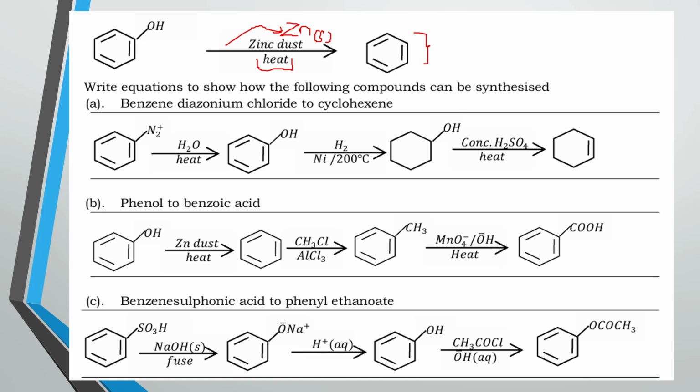to attain your benzene ring. Now here are the examples to apply what you have just revised about phenol. So first we are preparing a diazonium chloride. We are getting a diazonium chloride to a cyclohexene.